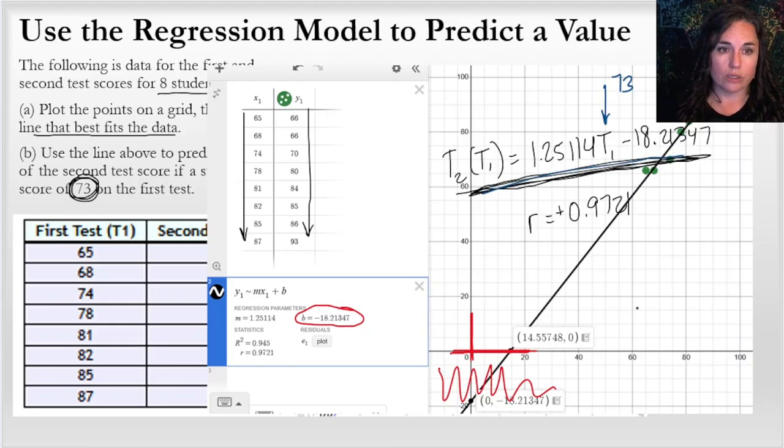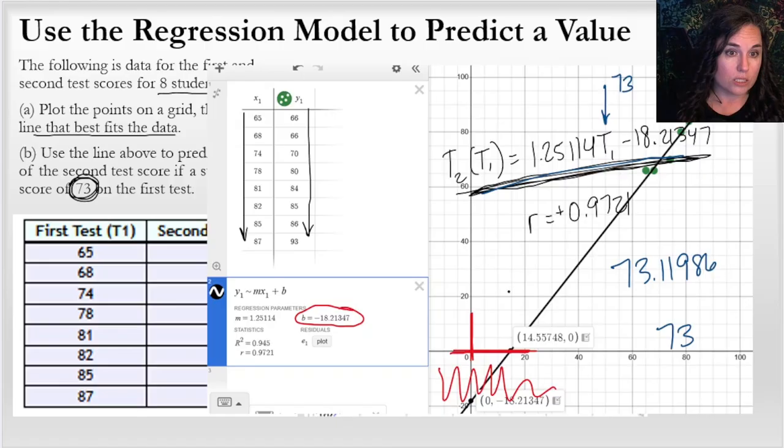When you do the calculation, you get 73.11986. I think it asks for a whole number, so I would say 73. If you score 73 on the first one, you're going to score a 73 on the second one. I don't think that's very foreboding, but that is true.